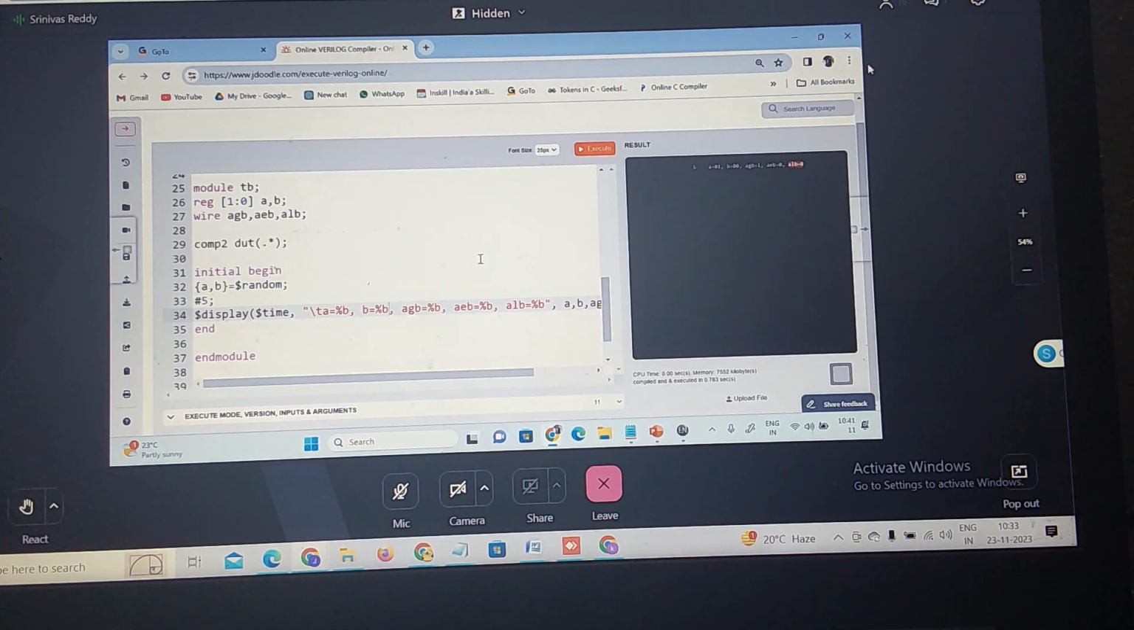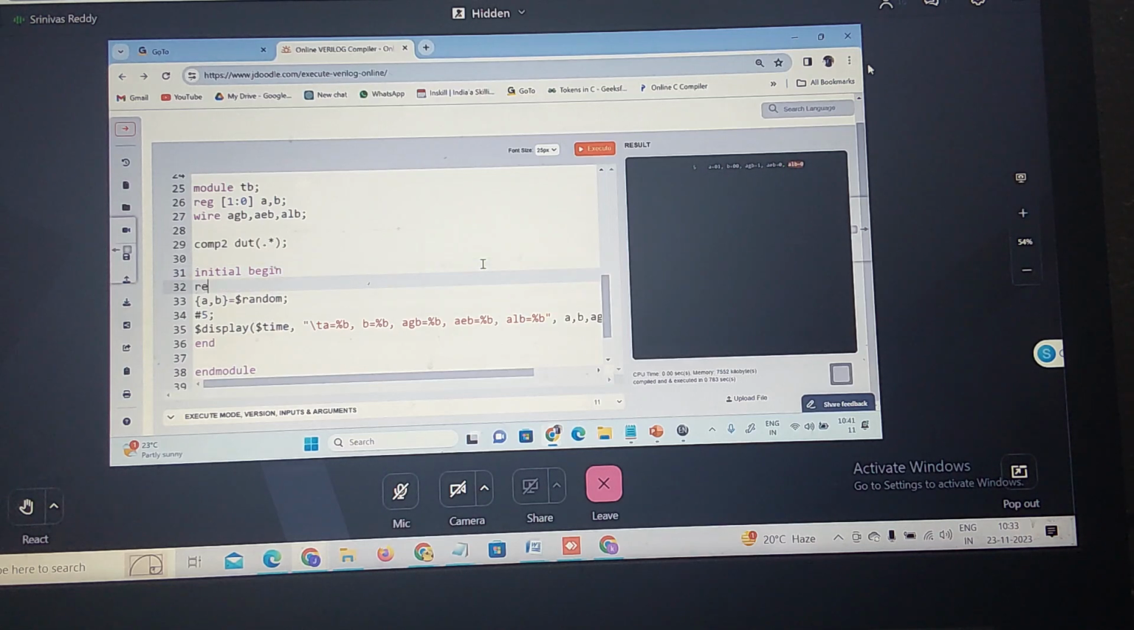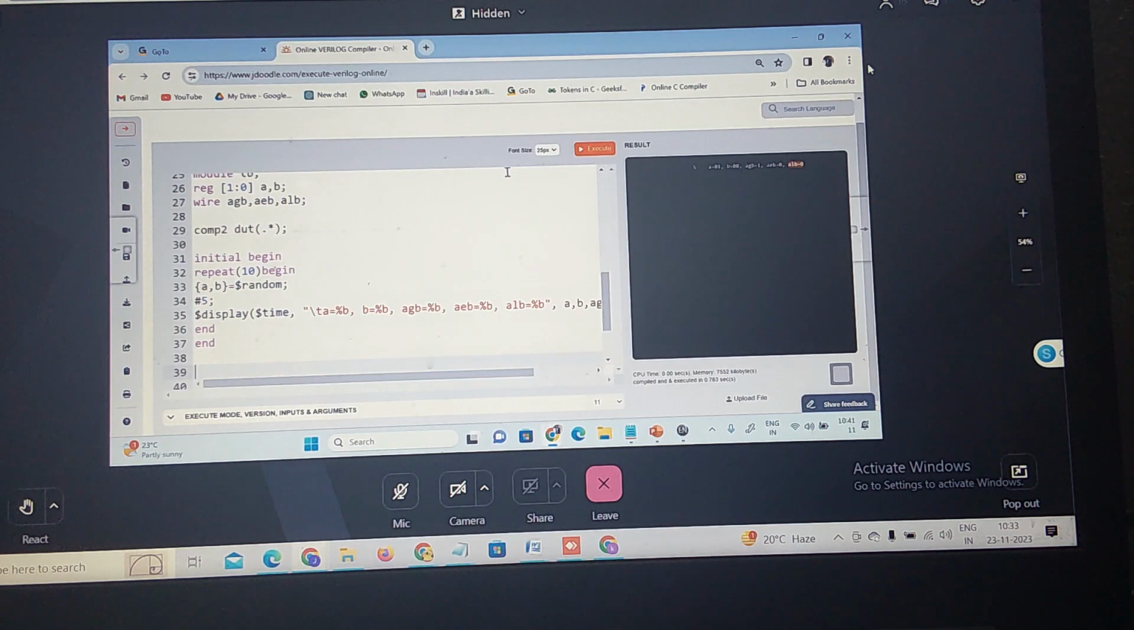Correct. Now can I repeat this part 10 times? Repeat 10 times to check all the possible inputs. Then I'm going to write end module. Okay, now let us run this program. Now this is the output.